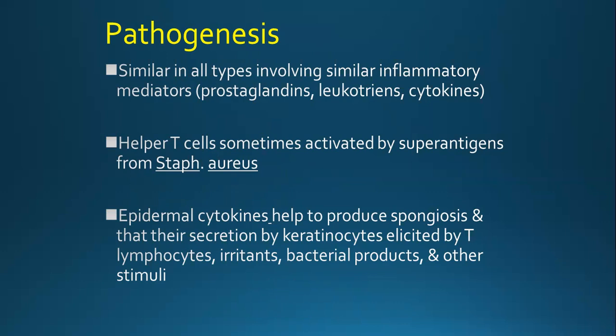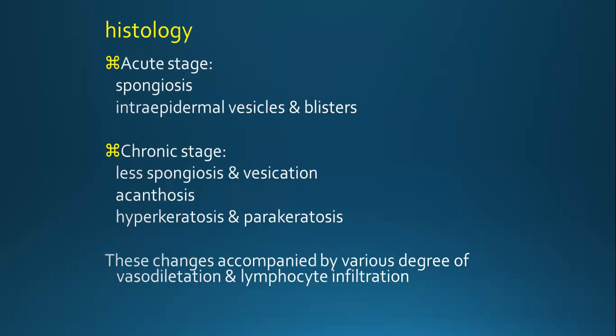Pathogenesis is similar, involving similar inflammatory mediators: prostaglandins, leukotrienes, cytokines. Helper T cells sometimes are activated by superantigens, for example, from Staph aureus. Then the epidermal cytokines produce spongiosis, and their secretions by the keratinocytes, which are elicited by the T lymphocytes, irritants, bacterial products, and other stimuli, all add up to the development of eczema.